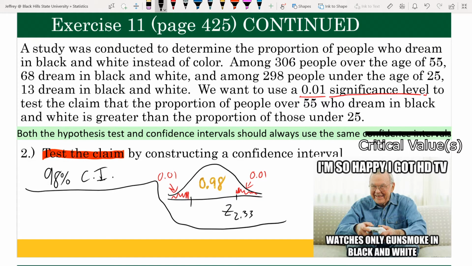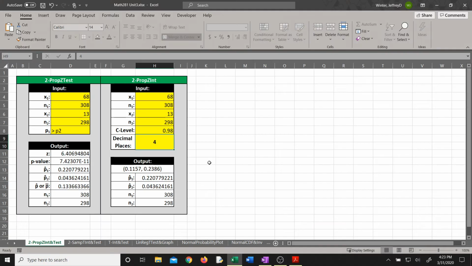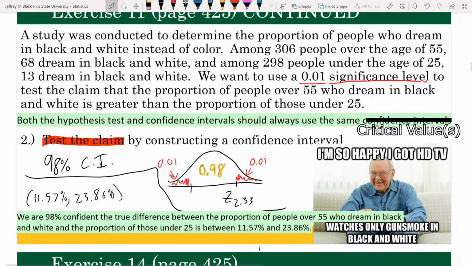So again, I'm going to go ahead and use Excel, or if you have a calculator, you can use that instead. But I'm going to use the 2-prop z interval part of Excel. And my confidence interval in this case happens to be 11.57% and 23.86%. We are 98% confident the true difference between the proportion of people over 55 who dream in black and white and the proportion of those under 25, that difference is between 11.57% and 23.86%.